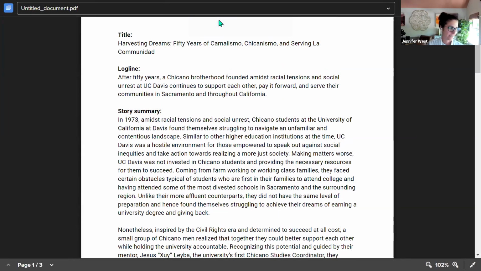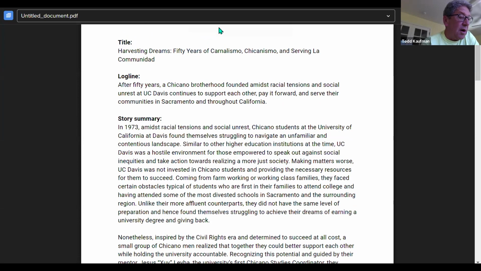So here we are. The applicant is Juan Berryman. It is an application for under 100,000. It's for reimbursement general support. The title is Harvesting Dreams, 50 Years of Carnalismo, Chicanismo, and Serving Sacramento. I think it's probably worth saying that this group, I believe, received a grant in round 2. Yes, for a different aspect of this project.